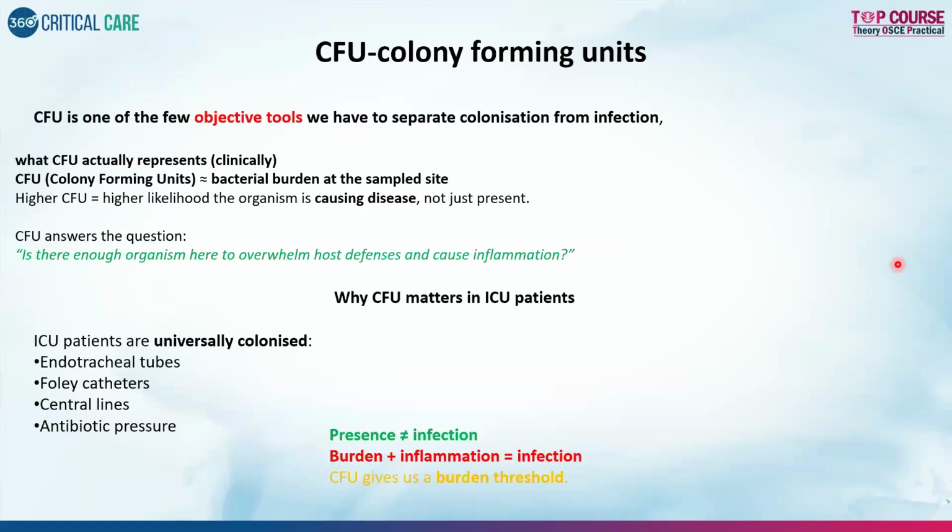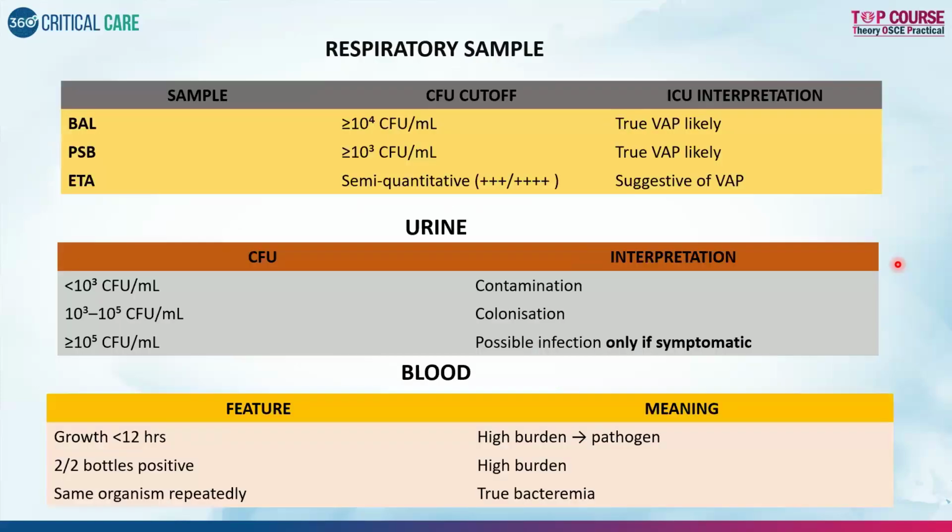So always, presence is not infection. Look at the burden and the inflammatory state causing MODS. That is one thing that you need to have in mind. If you want an overall perspective of the CFU cutoffs for each sample, that is respiratory, urinary, and blood, this is the slide I want you to take in. It will take some time. Definitely don't directly interpret it as these numbers. They are not strict and straightforward. It depends on the clinical context as well and the hemodynamic stability of the patient.